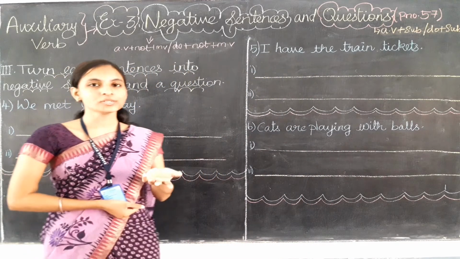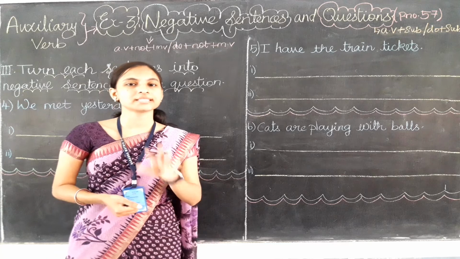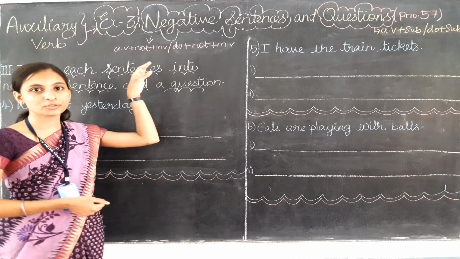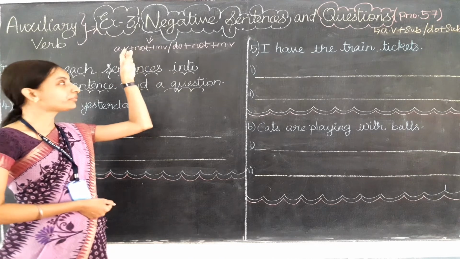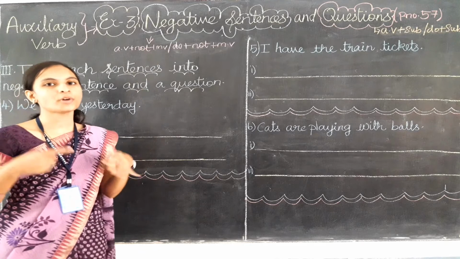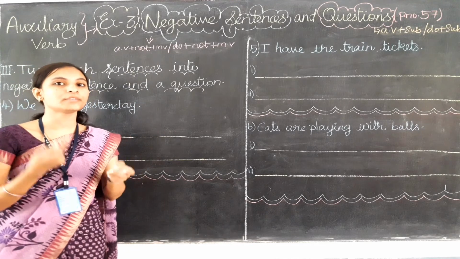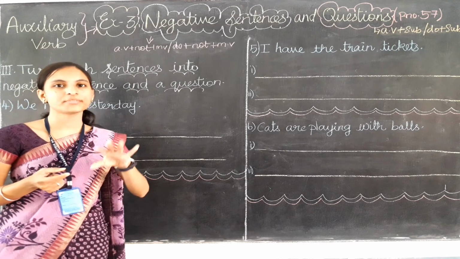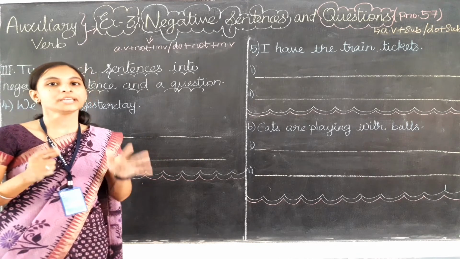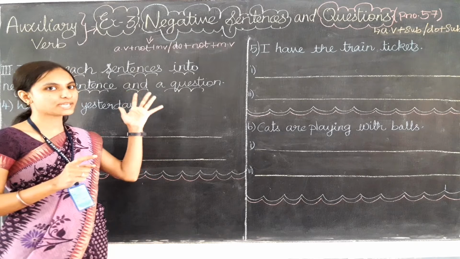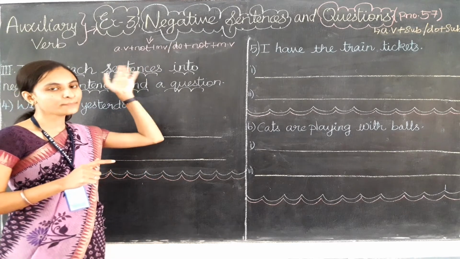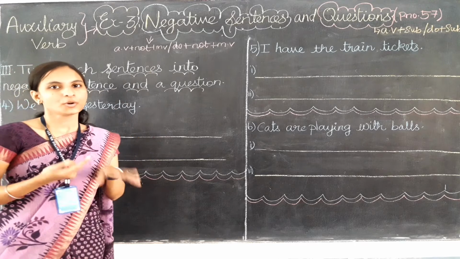There are rules: if the sentence contains the auxiliary verb with the main verb, we need to apply this rule. That is, after the auxiliary verb you need to add not and then the main verb. So for making the sentence negative, what will you do? First you need to check whether this sentence has an auxiliary verb with the main verb. If yes, you need to write the subject and then the auxiliary verb, and after it you need to write not and then the main verb and all other words.